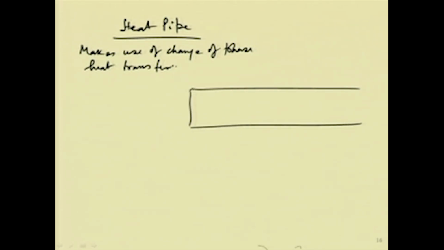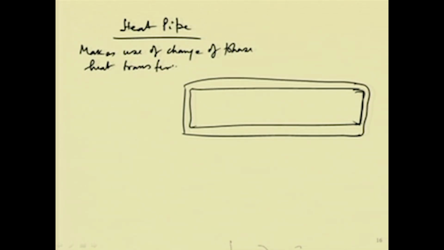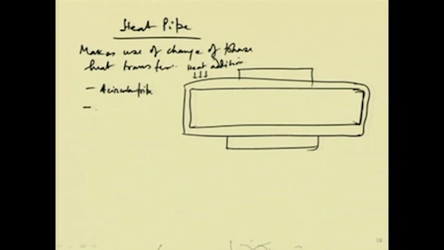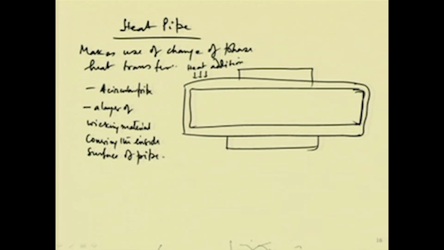So, what happens in case of heat pipe is that if you draw, it is like this. We have a pipe over here, and the heat addition at one end takes place. So, we have a circular pipe, with a layer of wicking material covering the inside surface of the pipe. Okay. So, this is the wicking material. Here this is the insulation.